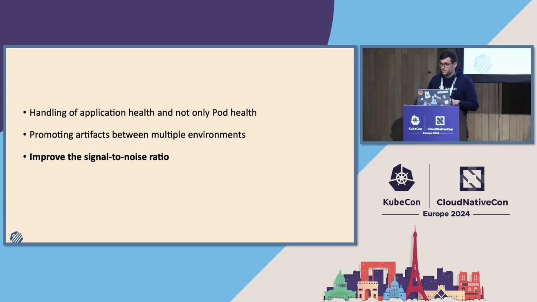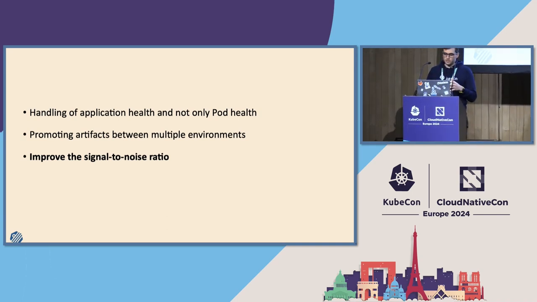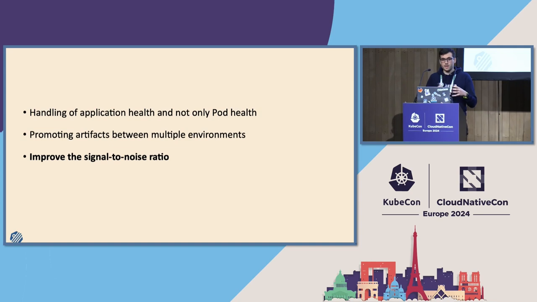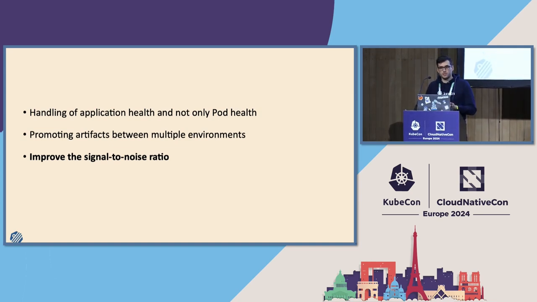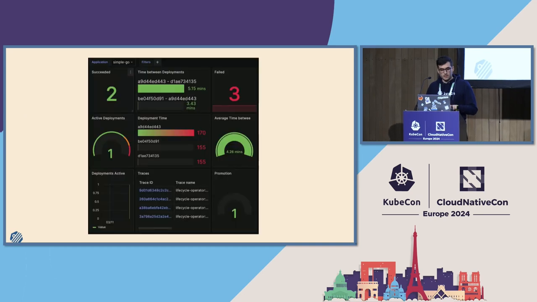You have a lot of Kubernetes events being generated, and you need to find out how you can process all of them in order to improve the signal-to-noise ratio, in order to be more effective in addressing problems. And for that, Keptn provides lots of metrics out of the box. In particular, a subset of the DORA metrics.